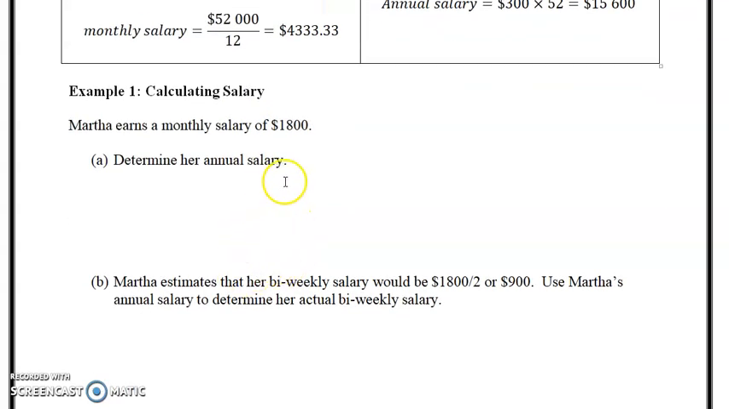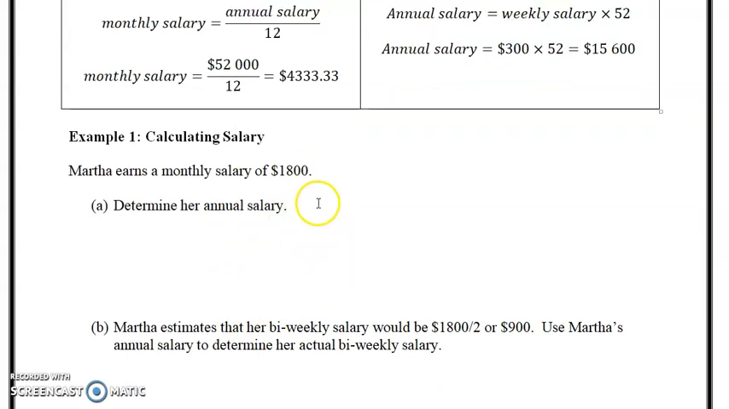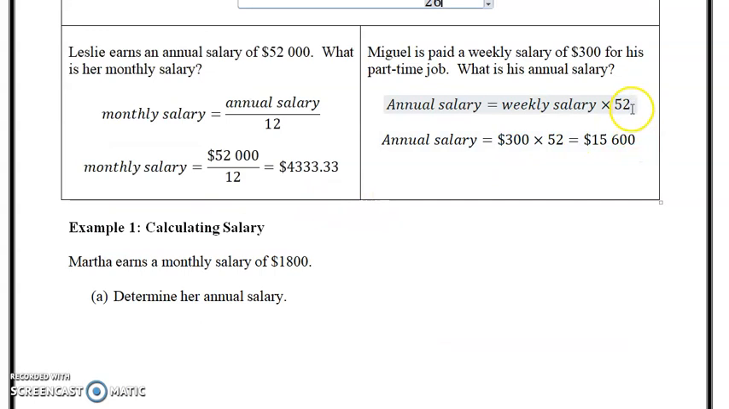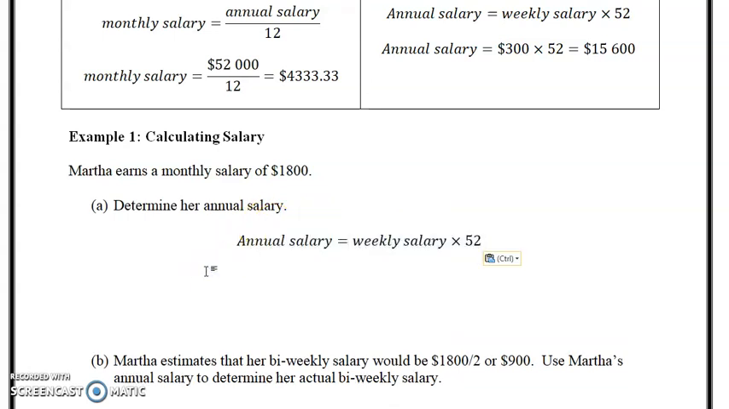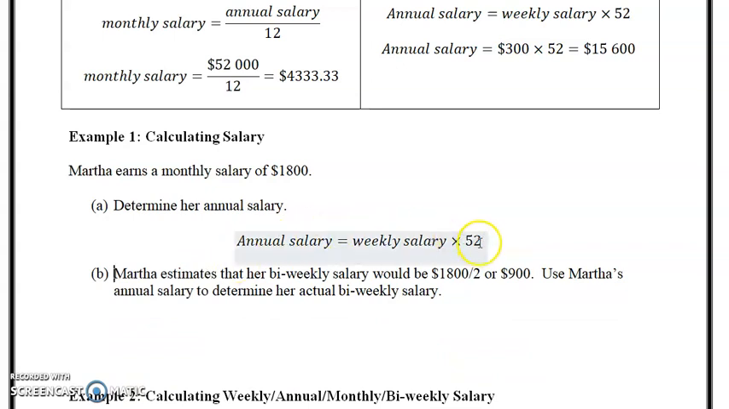It says Martha earns a monthly salary of $1,800. Determine her annual salary. So that would be similar to this example right here. So annual salary is equal to weekly salary times 52. In this case it is monthly, so it's 12, and we'll put monthly in. Change the formula up, right? It's just a matter of changing out some words there.